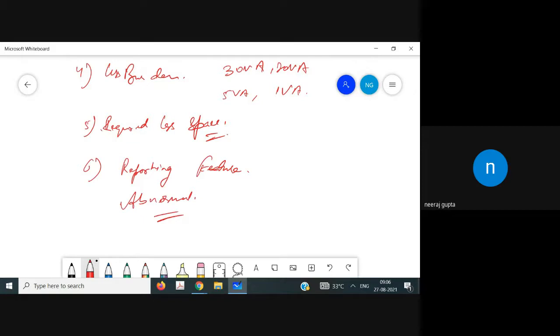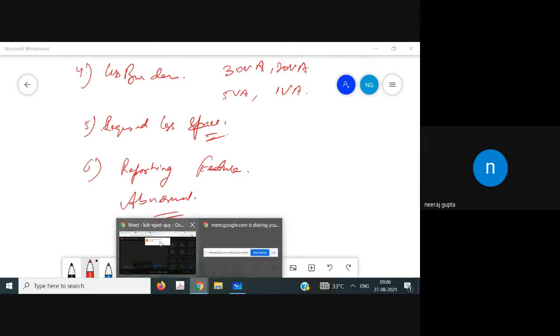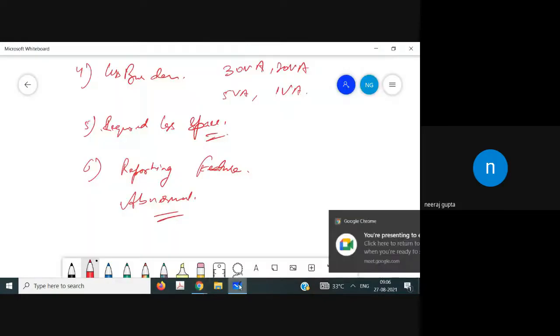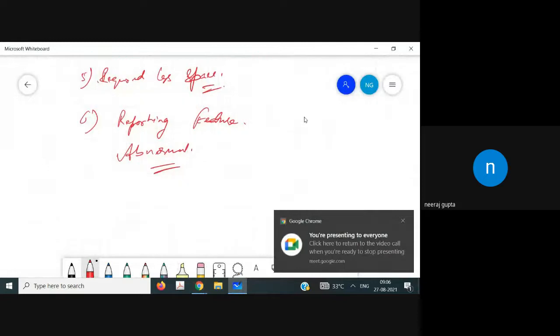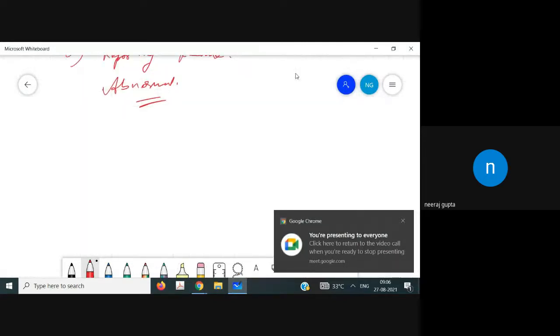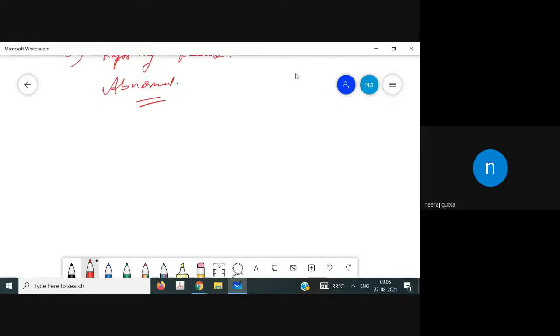However, if you see this kind of relay, though it has many advantages, it is not free of disadvantages. It has certain disadvantages also.